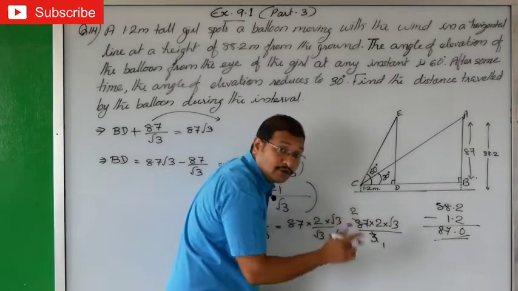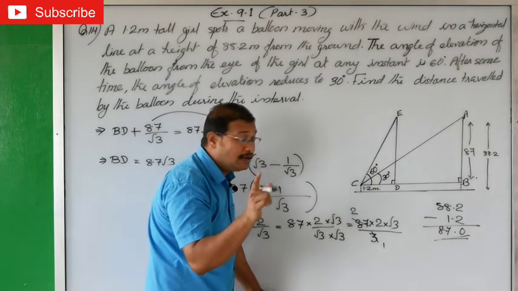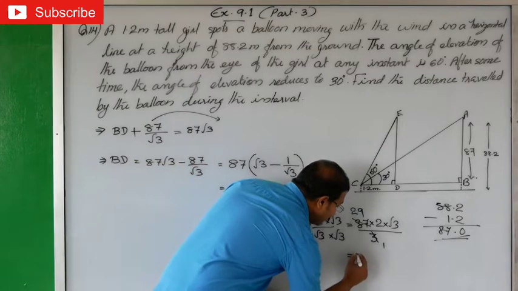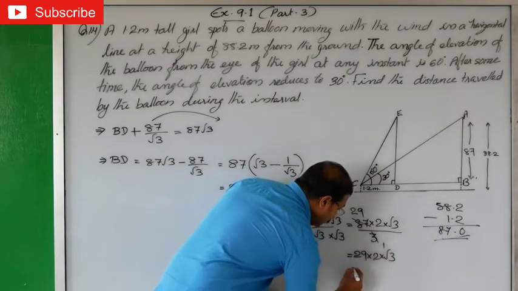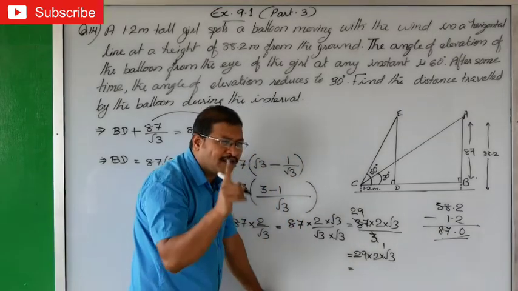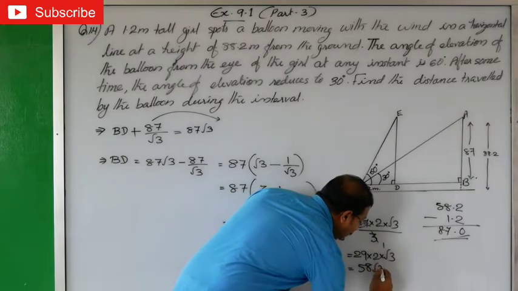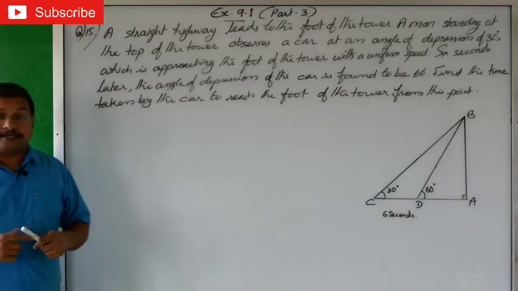The balance is 2. 2 means 27. 27 means 3 nines are 27. Ready? That means we got it now. 29 into 2 into root 3 equals 29 twos are 58. So 58 root 3 meter. This is your answer. Let's see the next question.